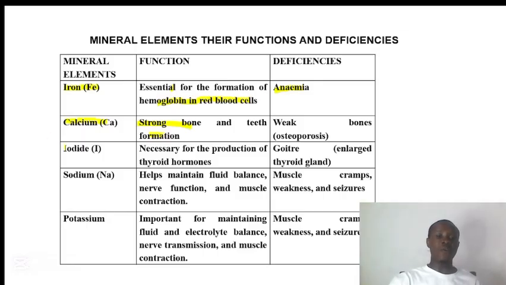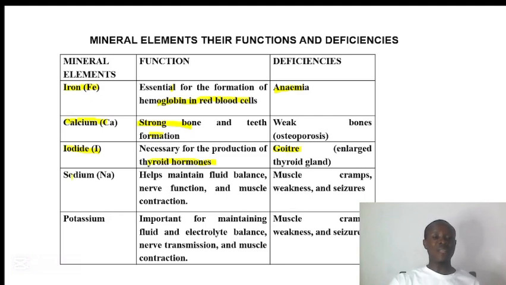And we have iodine. Iodine is needed for formation of thyroid hormones. When a person lacks or has excess of this iodine, the person can experience what we call goiter. That means the thyroid gland here will enlarge or bulge out. Goiter is simply the enlargement of the thyroid gland. It can be caused as a result of deficiency of iodine or when somebody takes excess of this iodine.